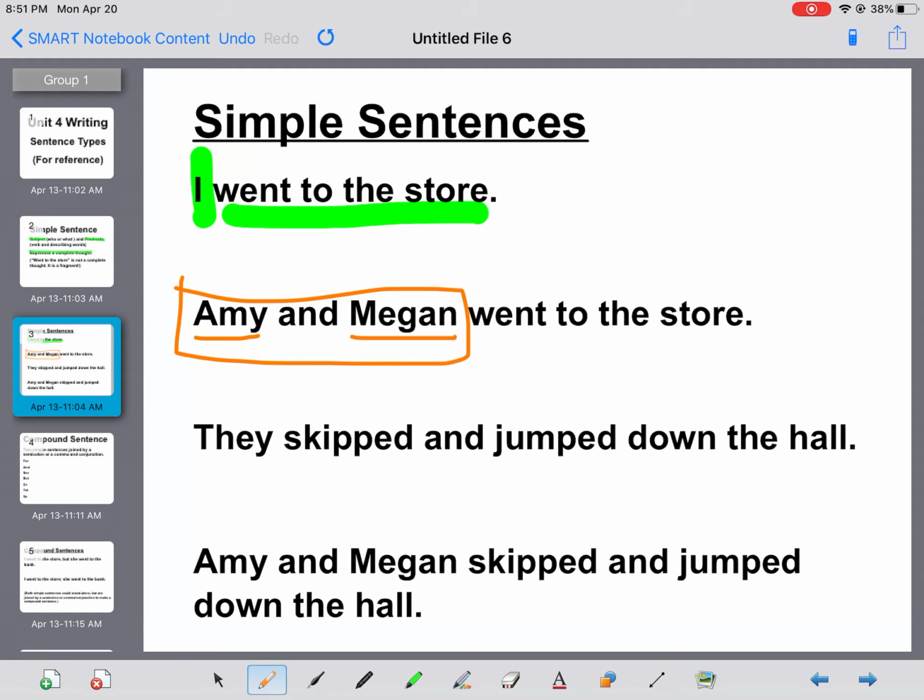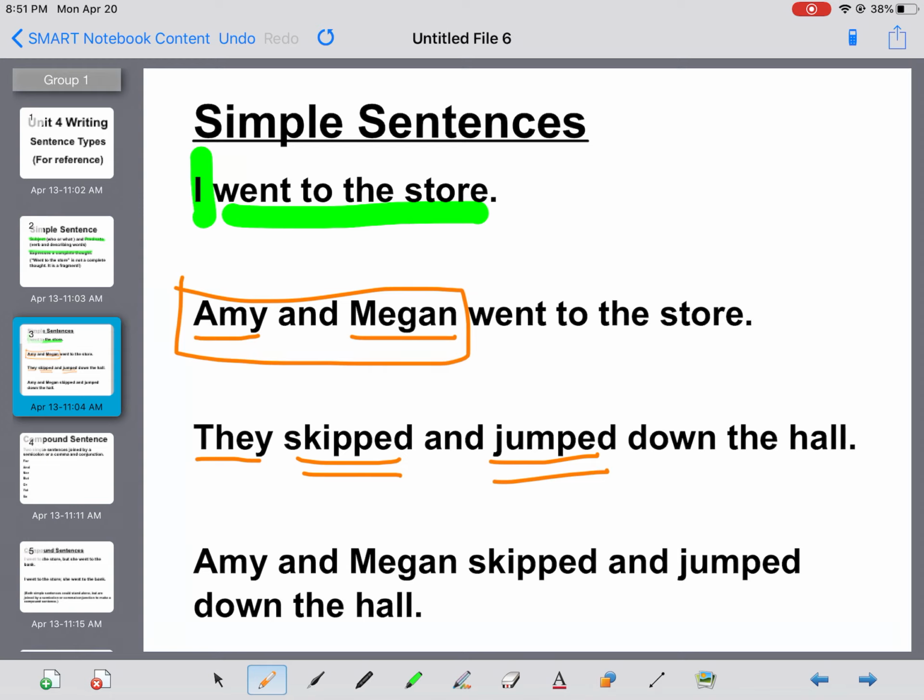Okay, same thing can happen with verbs. You can have compound verbs. So now I have "they," so I just have one word acting as my subject, but then they're doing two different things. They skipped and jumped down the hall.